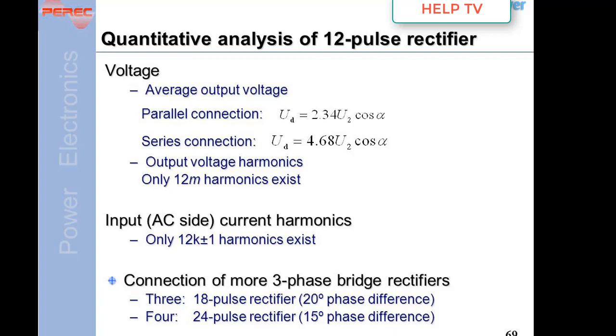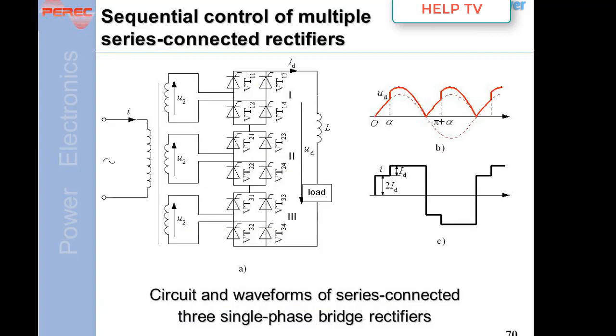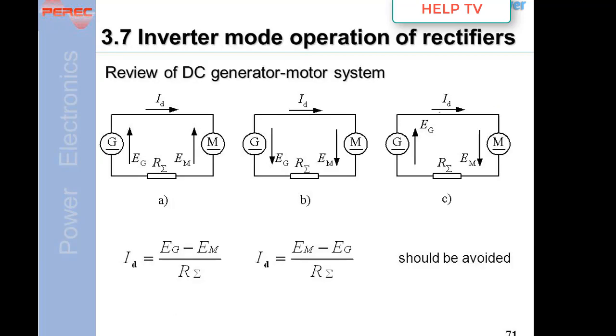Only 12k order harmonics exist. Input, AC side, current harmonics: only 12k±1 harmonics exist. Connection of more three-phase bridge rectifiers: 3 bridges, 18-pulse rectifier, 20 degrees phase difference; 4 bridges, 24-pulse rectifier, 15 degrees phase difference. Sequential control of multiple series connected rectifiers. Circuit and waveforms of series connected three single-phase bridge rectifiers.